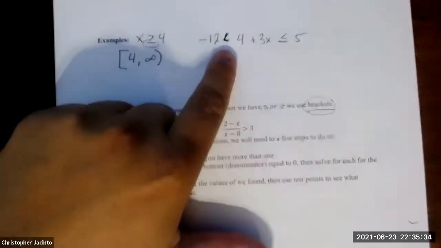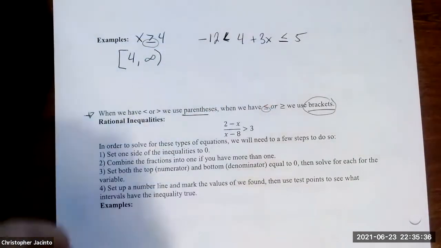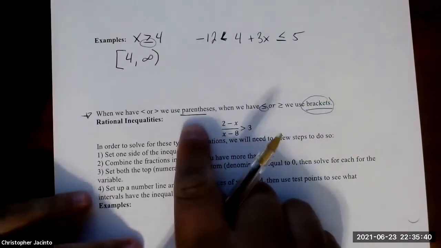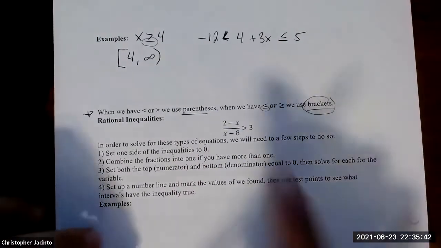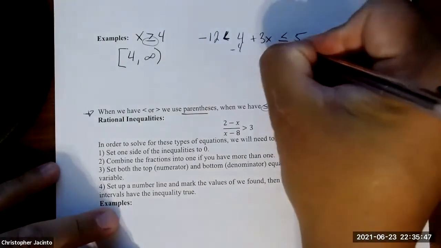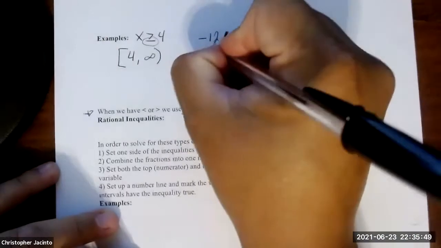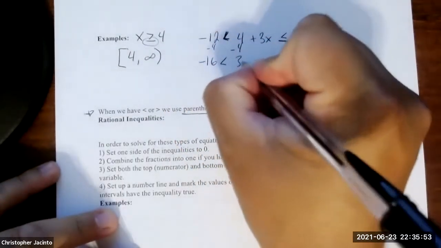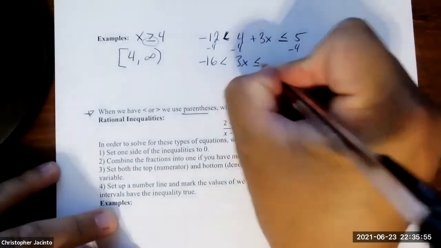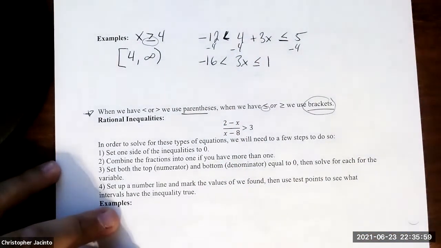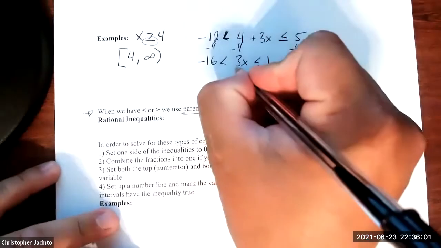So, for example, let's suppose we want to solve for something like this. Notice this one doesn't have an equality, but this one does. So you know right off the bat, one of these is going to have a bracket and one is going to have a parenthesis. We just solve accordingly like we did last time. So we subtract 4 from all 3 sides. Now this gives me negative 16, this is 3x, and this is now 1. Divide all 3 sides by 3.